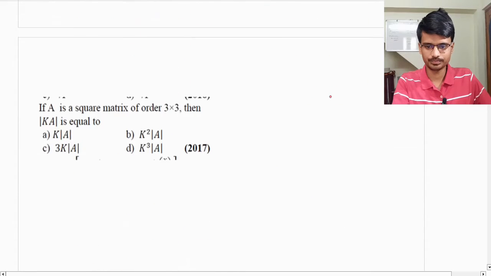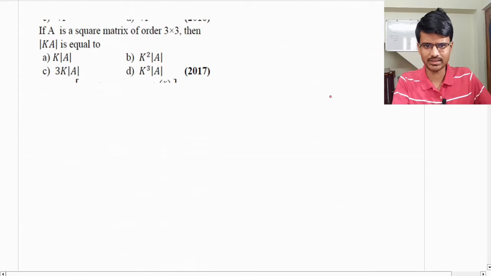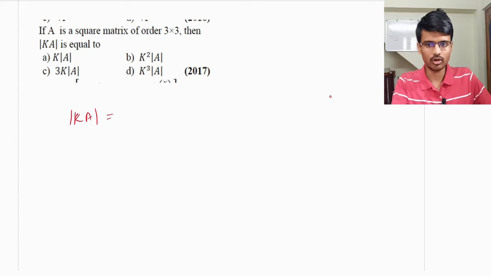Moving on. So this is a direct similar question to what we did previously. They are asking us the direct formula. We did, right? So for kA, we have to take k common from each row every time. First row, second row, third row. So we'll get k cube determinant of A. So the correct answer is option D. Moving on.